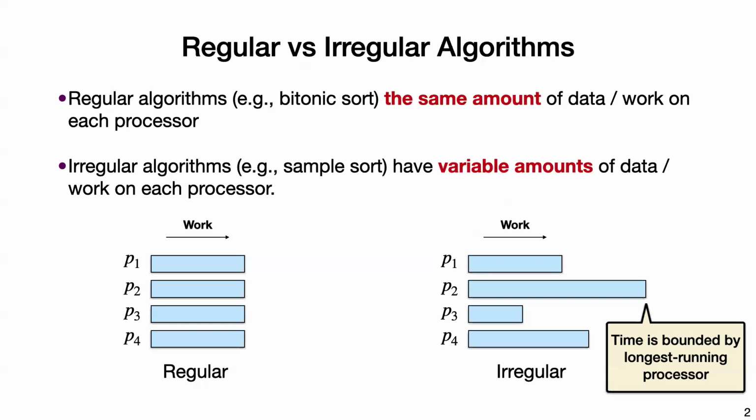So last time we did bitonic sorting, and bitonic sort is an example of a regular algorithm. A regular algorithm means that it has the same amount of work, or the same amount of data, and relatedly the same amount of work on every processor.